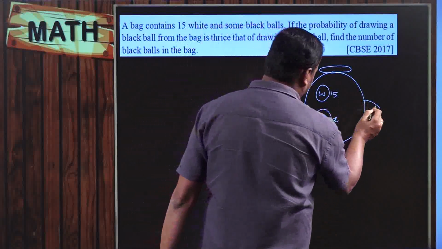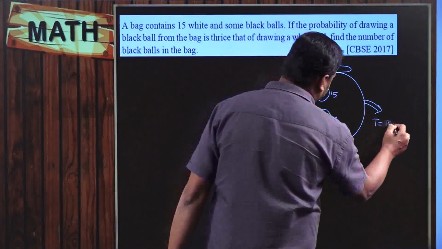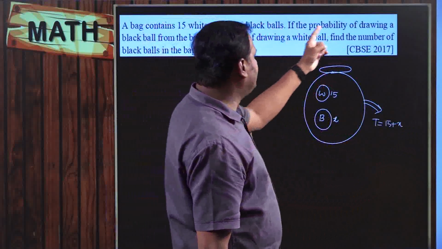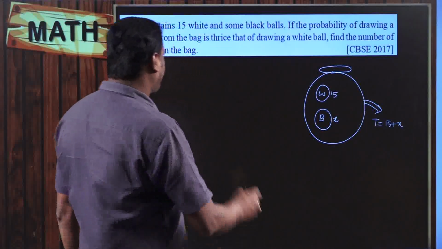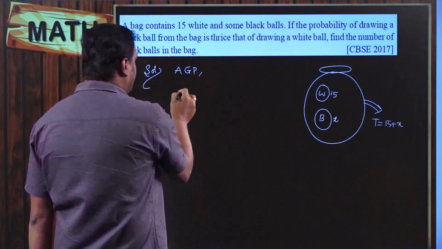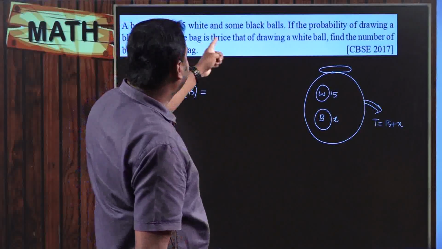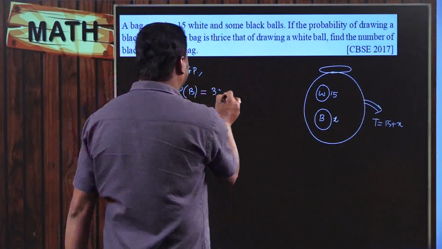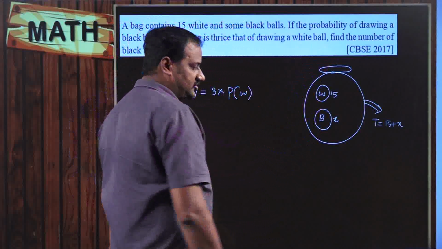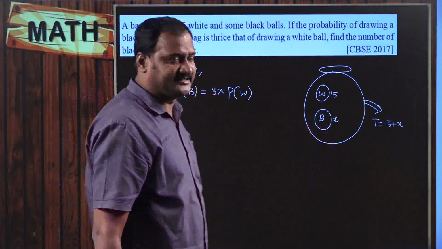From this information, we can say that the total number of balls is equal to 15 plus X, because 15 white balls are there and X black balls are there. According to the given problem, the probability of getting a black ball from the bag is thrice, that is 3 times, that of the probability of getting a white ball. So you will have to utilize this information. What is the probability of getting a black ball? How many black balls are there? X black balls are there.